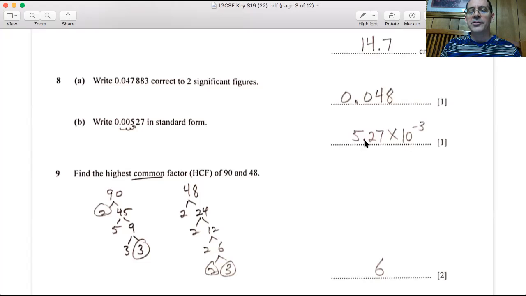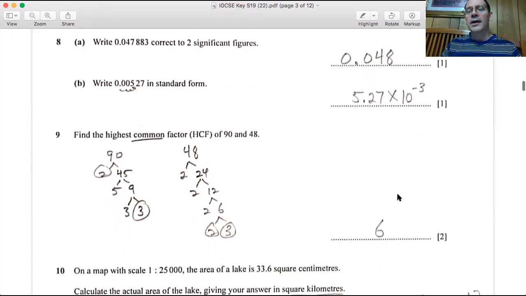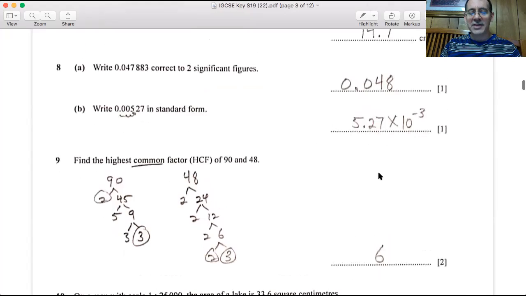Okay, so in other words, we want this decimal that's 5.27, we want it to go to the left in the negative direction in order to get back to our original number. If your exponent is positive, it would mean your decimal would move to the right. We don't want it to move to the right. We want it to move to the left when we go back to the original number. So 5.27 times 10 to the negative 3.